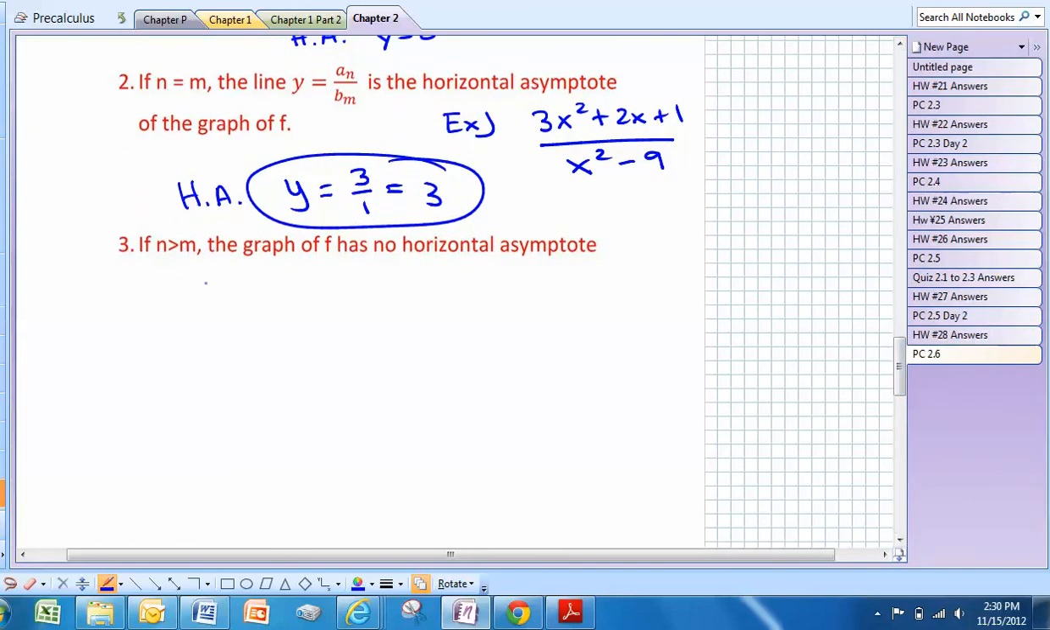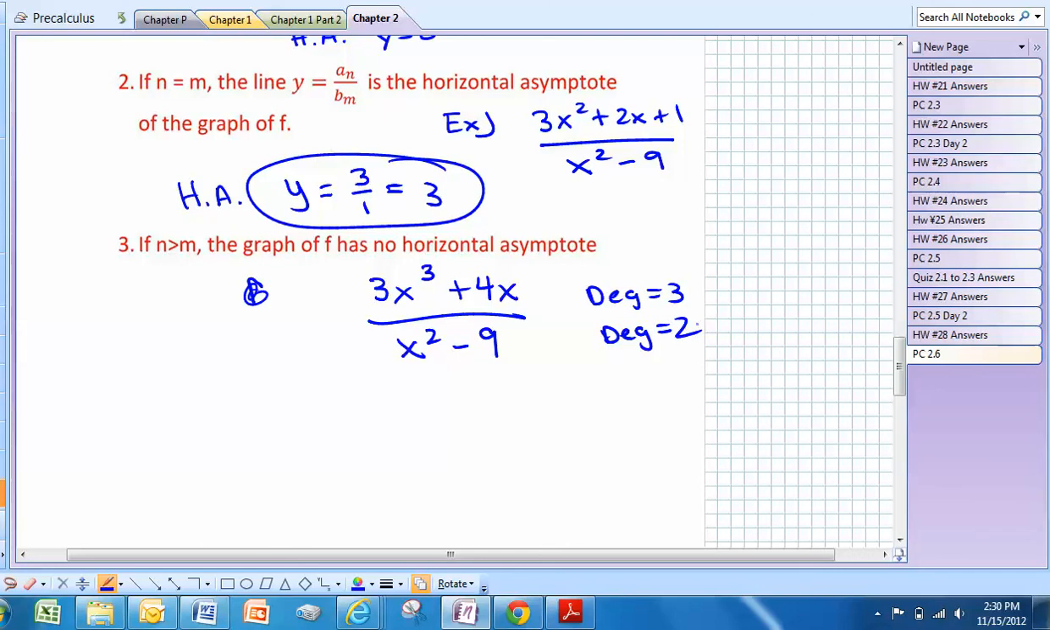The last case is when the degree of the top is bigger than the degree of the bottom. So for example, if we have 3x to the third plus 4x over x squared minus 9. Notice degree of the top is 3, degree of the bottom is 2. So if degree of the top is bigger than the degree of the bottom, there is no horizontal asymptote.